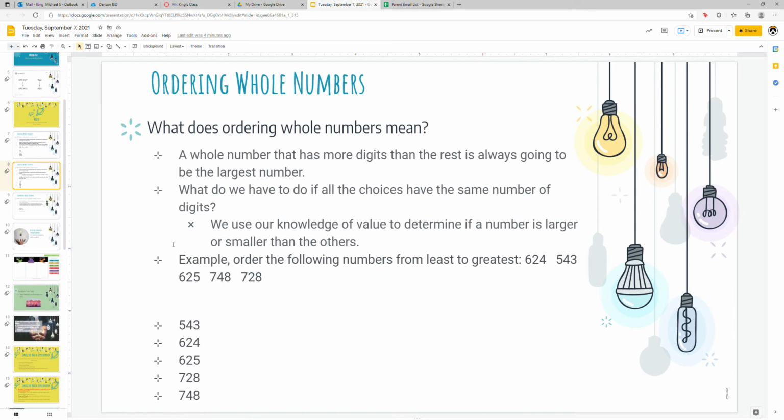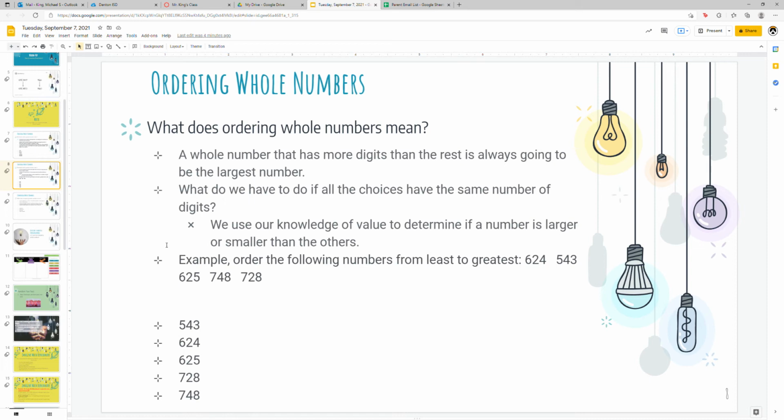So, a whole number that has more digits than the rest is always going to be the largest number, right? If I have numbers that are all in the hundreds, like below, but then I've also got a number that has digits all the way up to the 10,000s place, for example, obviously that would be the largest number. Now, that's not always the case. Sometimes we have multiple numbers that have the same number of digits or the same place values, so we just have to look at the values of those individual digits and see which one comes first.